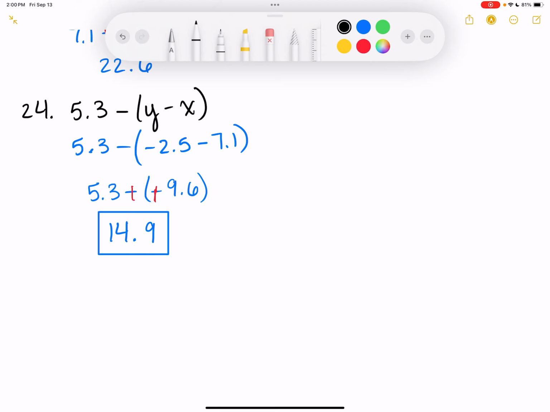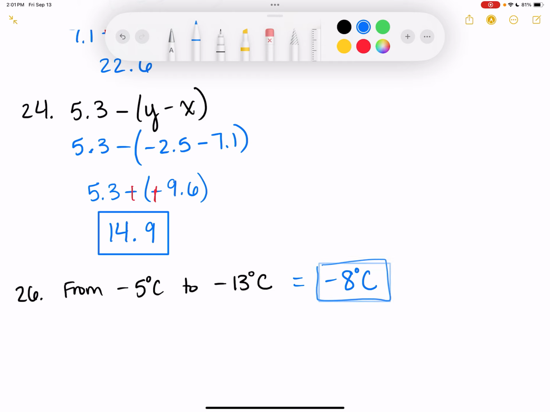Number 26, it'll say from negative 5 degrees Celsius to negative 13 degrees Celsius. How much temperature change is there from negative 5 to negative 13? Negative 8. And make sure you put units on there if it's something like this that has units with it, for it to be completely right.